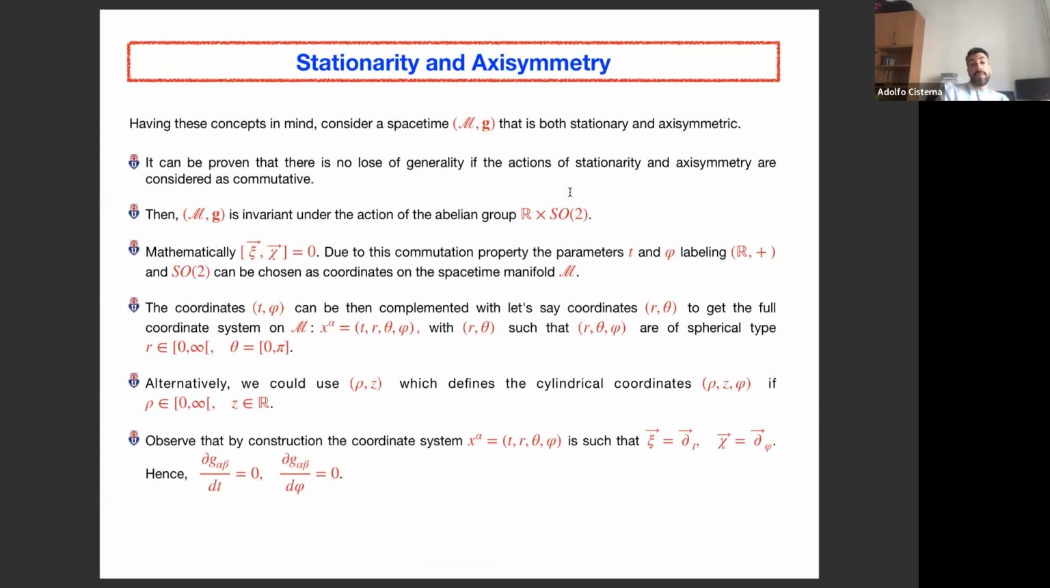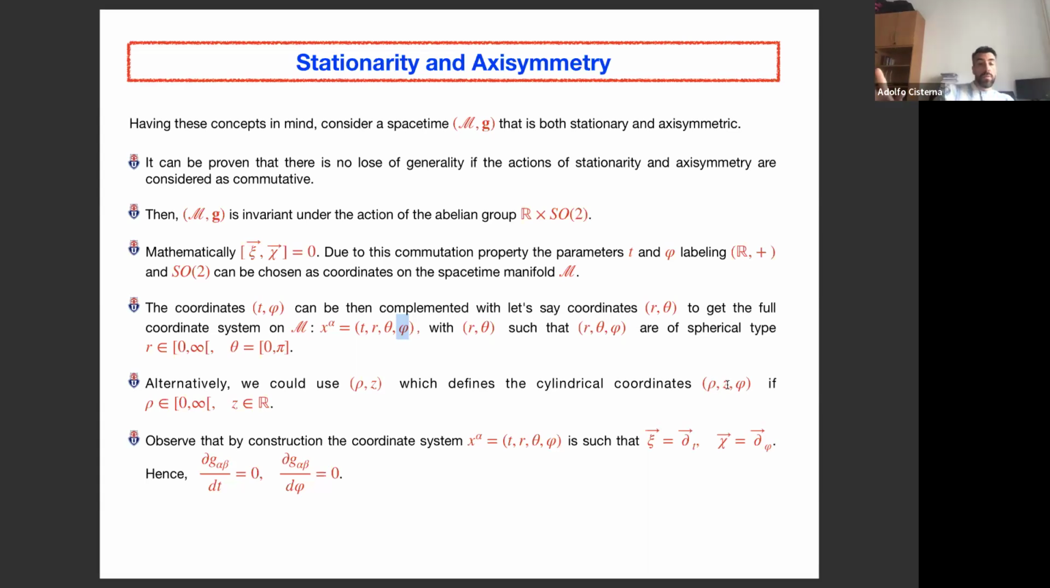And this is very important because if they are commutative, this implies that you can consider the parameters defining the group of stationarity and the group of axisymmetry as coordinates on your spacetime. This allows you to write a system of coordinates adapted to these two symmetries. So you can always write a chart on your spacetime given by the Killing coordinates t and phi, and another couple of non-Killing coordinates, r and theta, or if you are in cylindrical coordinates, rho and zeta.